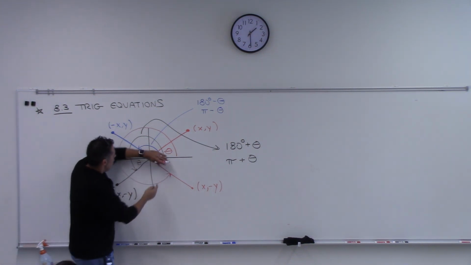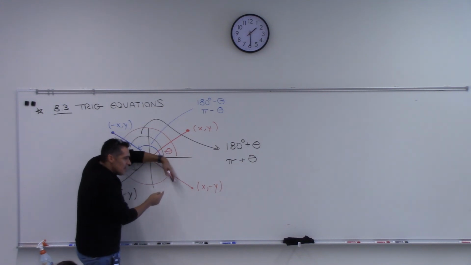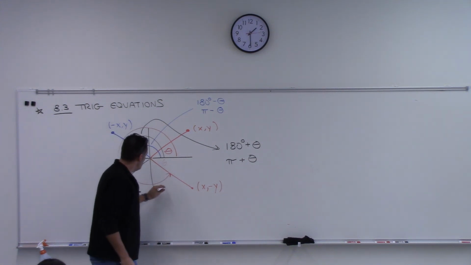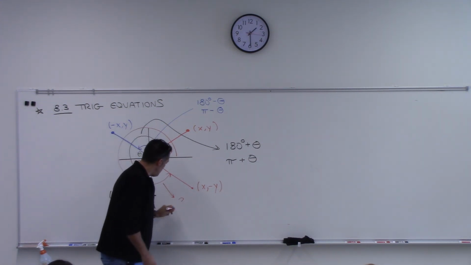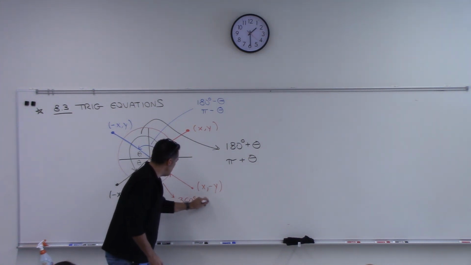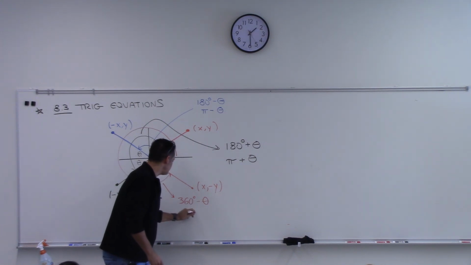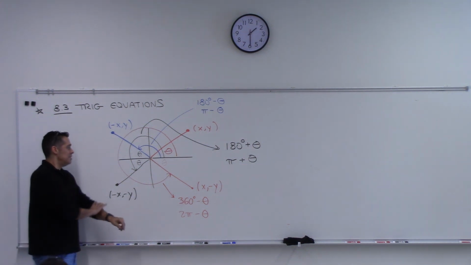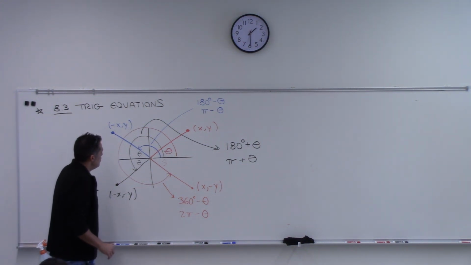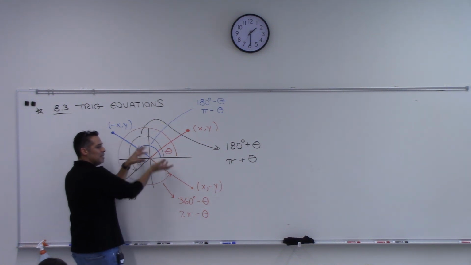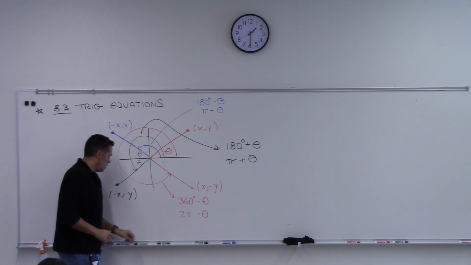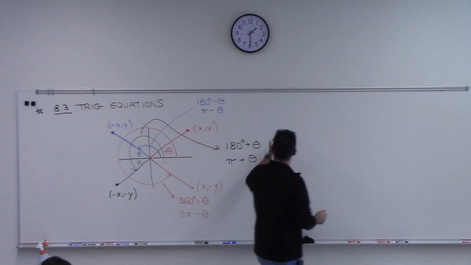All the way around is 360, but then we're going to take away this theta. Or you could say all the way around is 2 pi, and then you take away theta. So that final one here is 360 degrees minus theta, or 2 pi take away theta. So my point is this: we should be able to take angles and reflect them into different quadrants and know what those angles would be in those other quadrants. I'm going to give you one example before we move on.